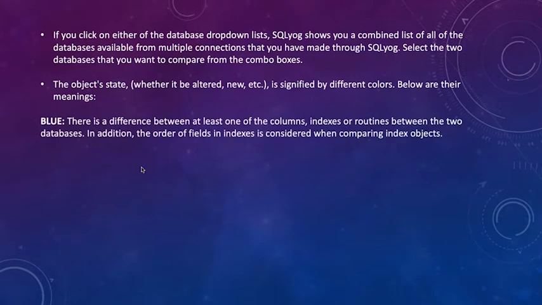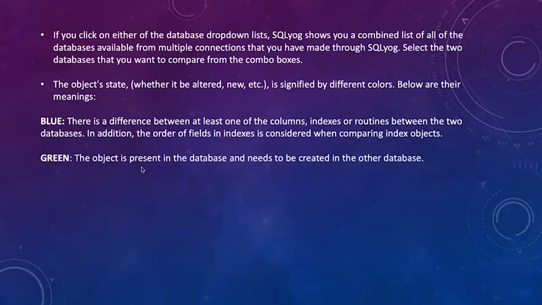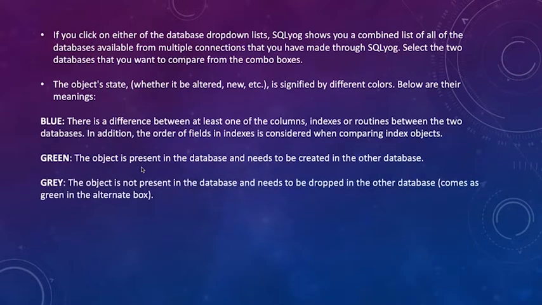There are different colors that signify different meanings. Below, these are the actual meanings of those colors. For the objects that are in blue, there is a difference in at least one of the columns, indexes or routines between the two databases. In addition, the order of fields in the indexes is considered when comparing index objects. If it's in green, then the object is present in the database and needs to be created in the other database. If it's in gray, then the object is not present in the database and needs to be dropped in the other database. That will come as green in the alternate box, as we saw before in the previous image.